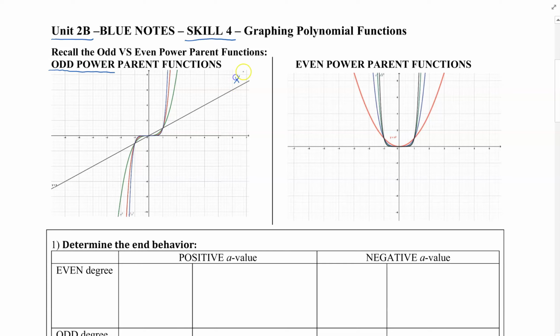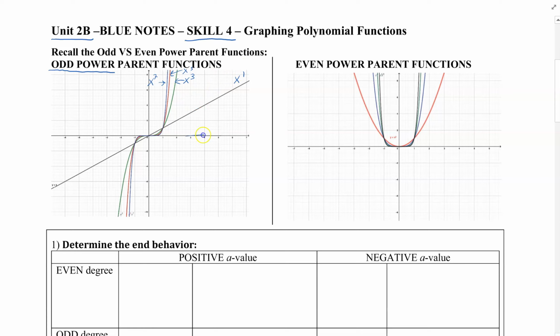This is x to the first. This one here was x cubed. This red one was x to the fifth. And then this hard to see blue one was x to the seventh. What we noticed is that when you look at the ends of each graph, they were all going in opposite directions.